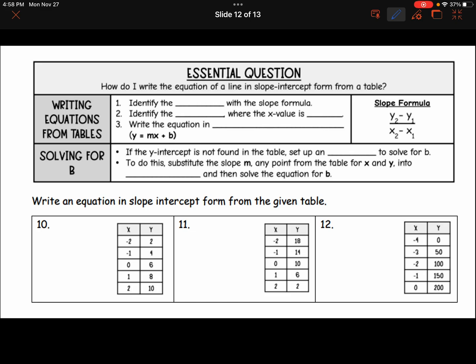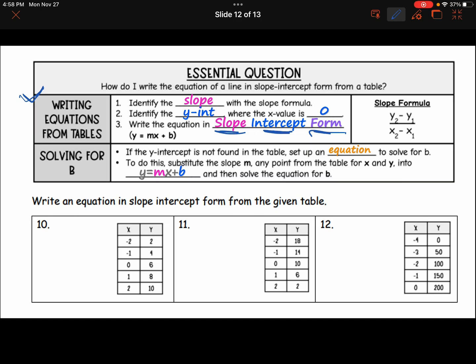These are the same things we had from here. How do we write equations from tables? Well, we're going to figure out the slope. We know how to do that. Figure out the y-intercept where x is 0. We know how to do that. And then we're going to write the equation in slope-intercept form. If the y-intercept is not found in the table, set up an equation to solve for b. You can substitute in, and we'll talk about how to get there in that.